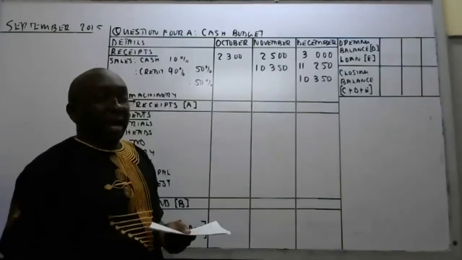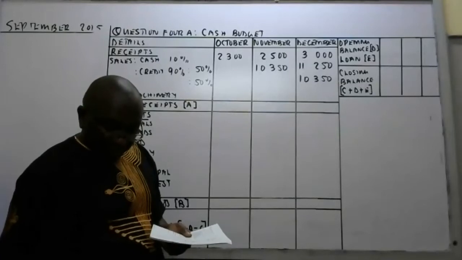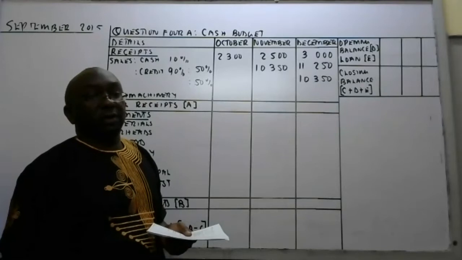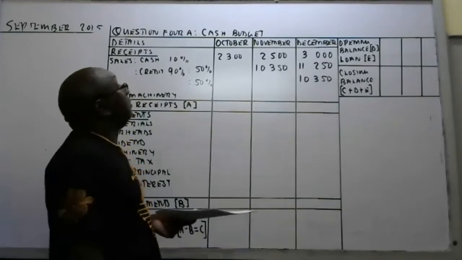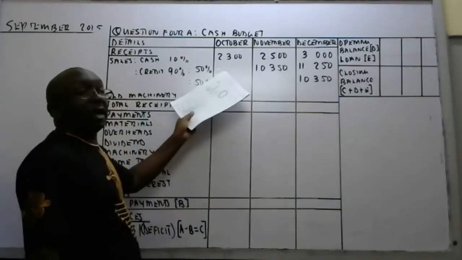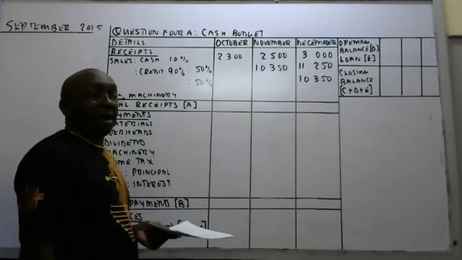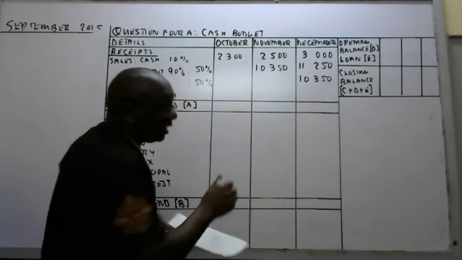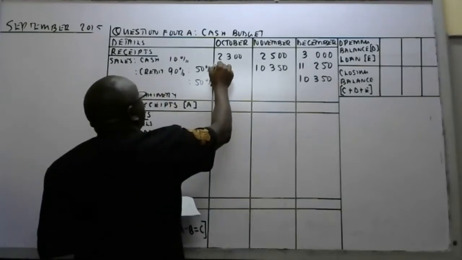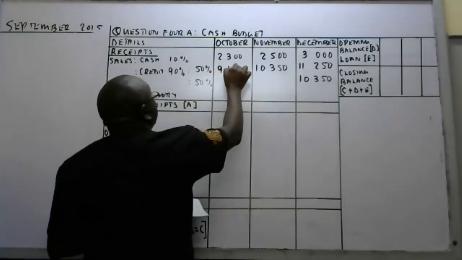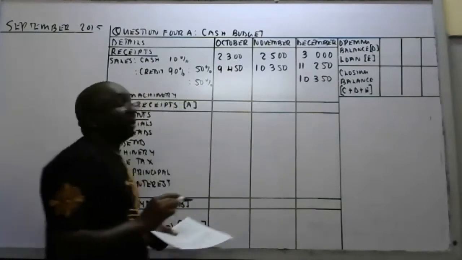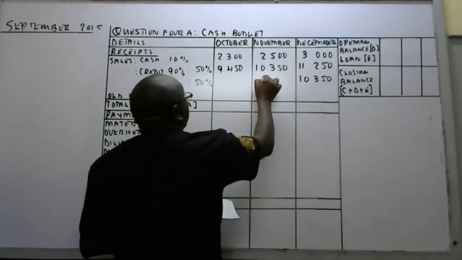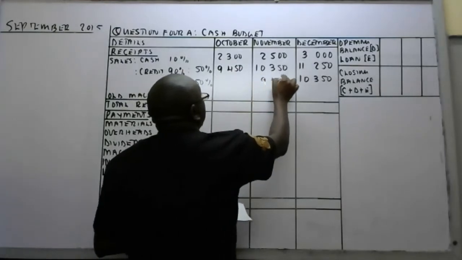Now that 18,900, 50% of it is 9,450. It will be paid the following month, and the following month is October, because the user is in September. So we have 9,450 up. 9,450. And the other balance that remains, you put it here. 9,450.